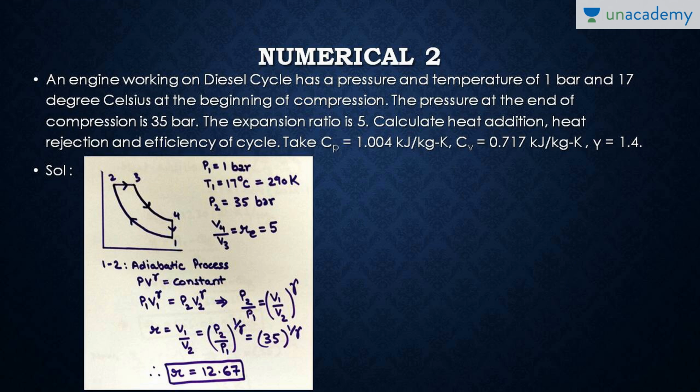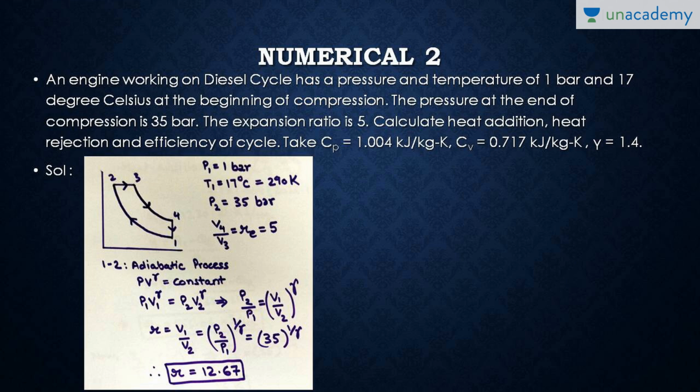So what do we have to find? We have to find three things in this particular numerical: calculate heat addition, calculate heat rejection, and the efficiency of the cycle. The data given in this problem is Cp, Cv and gamma.